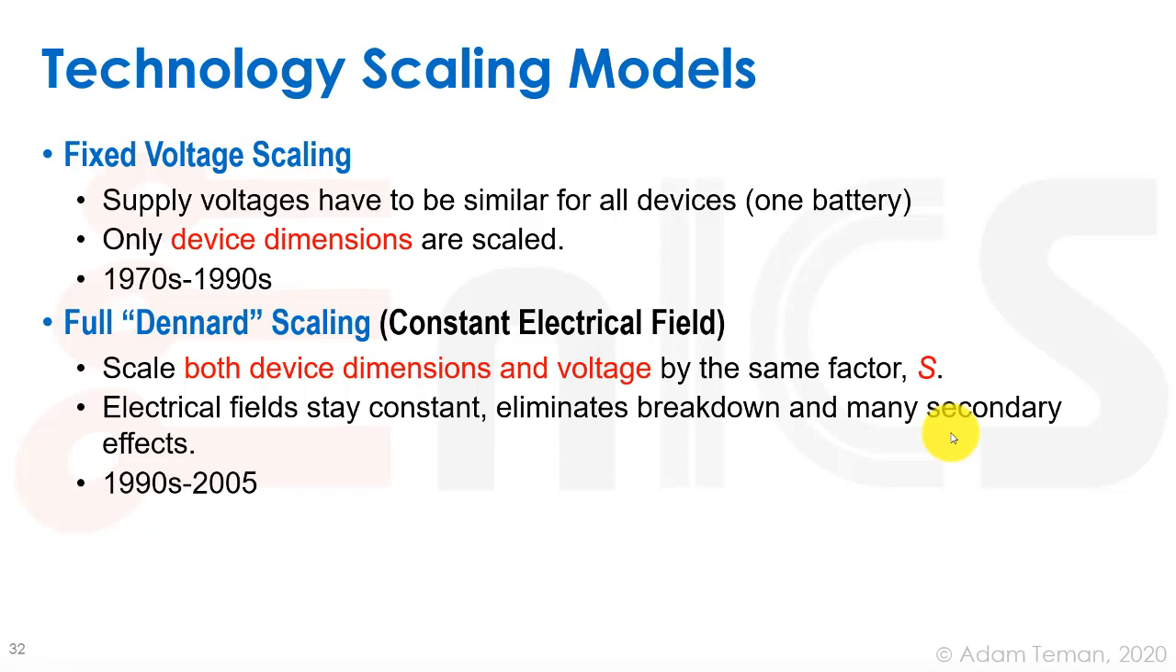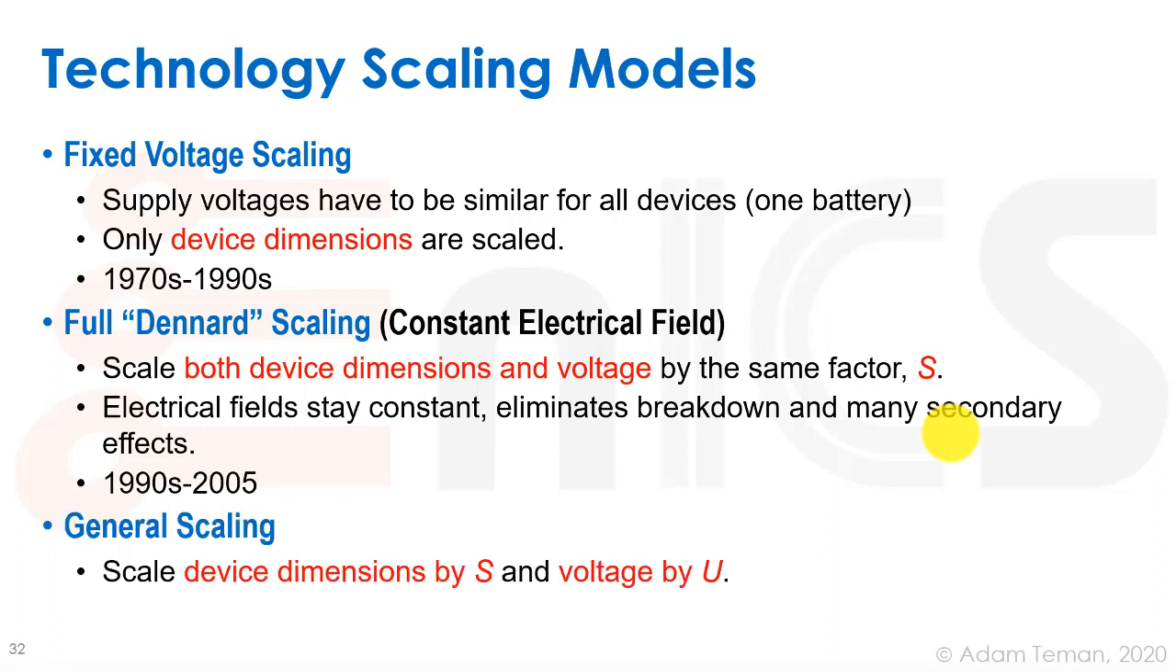Full Dennard scaling, which is what Dennard showed could work over a long time, keeps a constant electric field on everything. There we have to scale both the device dimensions and the voltage by the same factor S. And with the electric field staying constant, we eliminate breakdowns and many secondary effects. And this was what was used from the 90s until the mid-2000s. However, what happened was that we really had to start playing around with all kinds of physical phenomena and so forth and keep the power in hand. And so we started to scale device dimensions by S and the voltage by U.